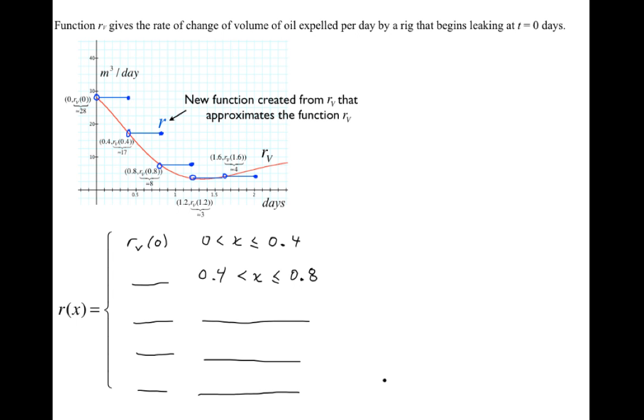Jacob, I'll take that as a hand. All right. Big stretch. Okay, so from 0.4 to 0.8, what is our rate function? And want to do the next line too?